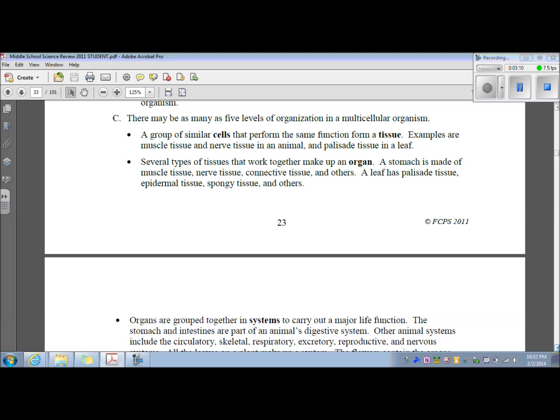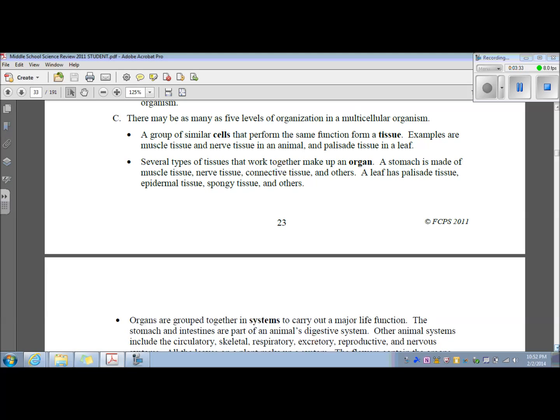Section C. There may be as many as 5 levels of organization in multicellular organisms. A group of similar cells that perform the same function form a tissue. Examples are muscle tissue and nerve tissue in an animal, and palisade tissue in a leaf.